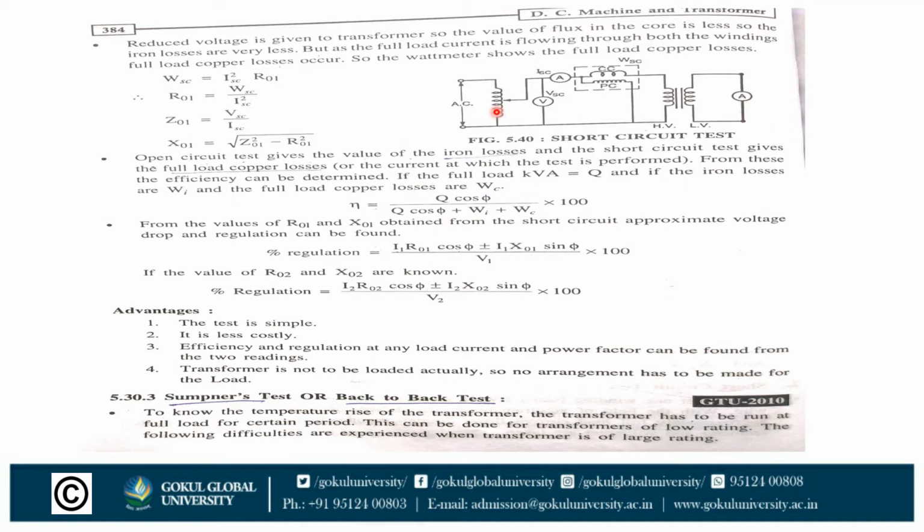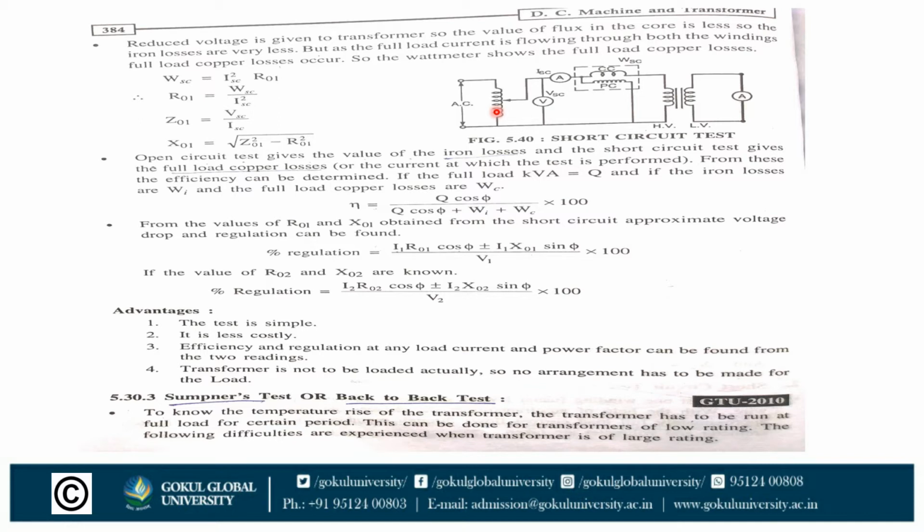Now see, in a short circuit test the value of the current is maximum, therefore the copper loss is maximum, and the voltage level is very low, that's why iron loss is minimum. We can neglect the iron loss. So whatever reading is shown in the wattmeter we can consider as the full load copper loss in primary as well as in secondary.